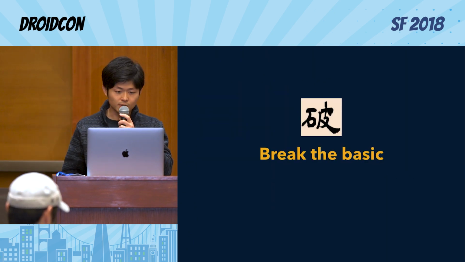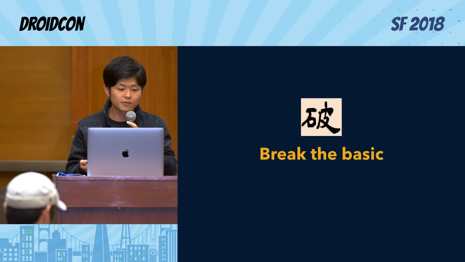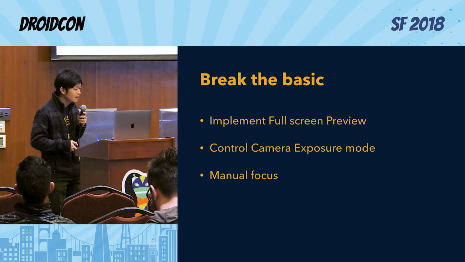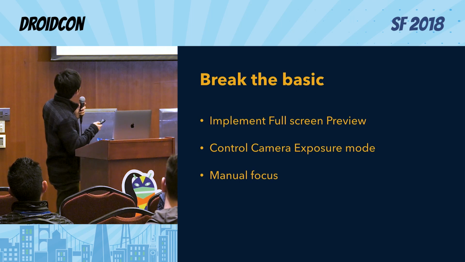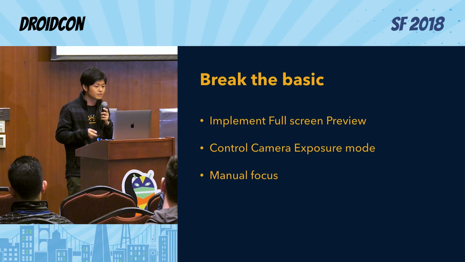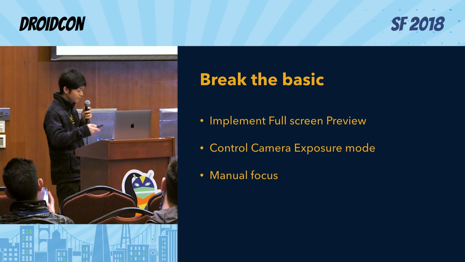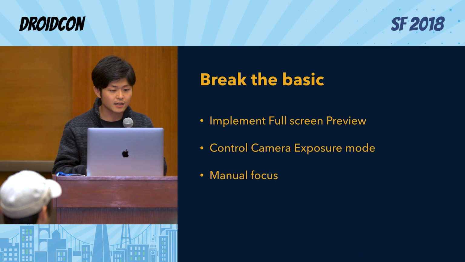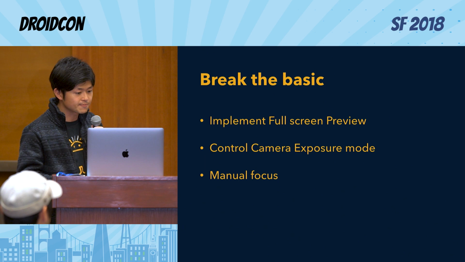Now the basics are over. You understand how to use the callbacks and how to use the preview calculation. Now we break down what we have just learned. I'm going to break it into 3 parts. First, implementing full screen preview, where we are not going to adjust the texture view size. The second one is controlling exposure mode, and the third one is manual focus.